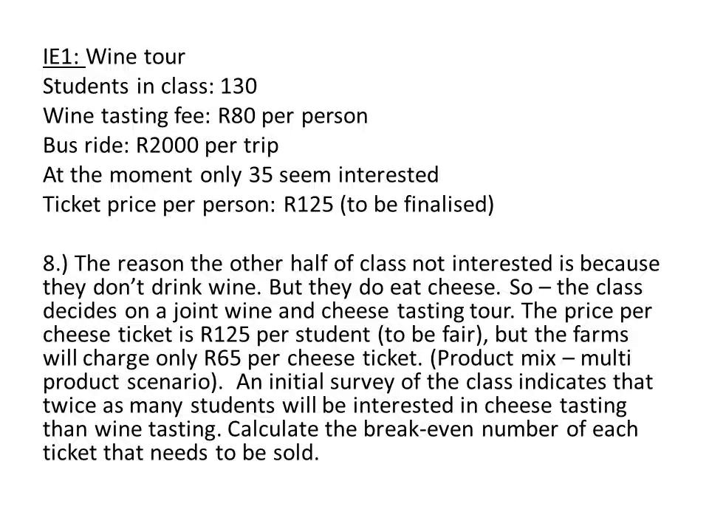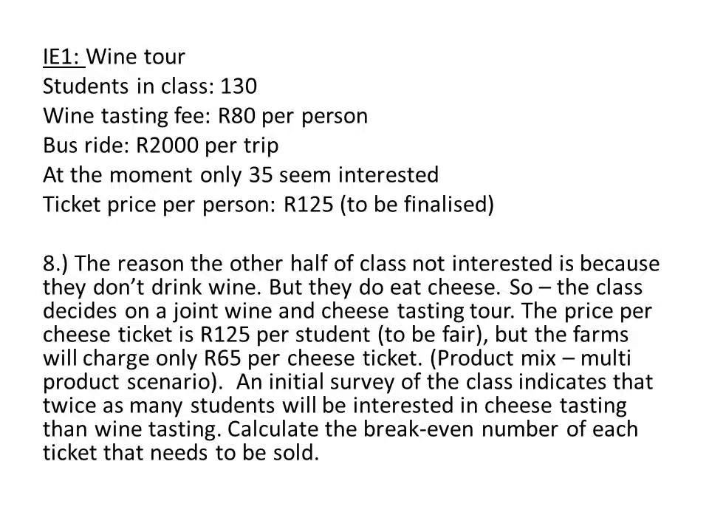Then an initial survey of the class indicates that twice as many students will be interested in the cheese tasting than the wine tasting. You are asked to calculate the break-even number of each ticket, so cheese and wine, that needs to be sold in order to break even. So this is a multi-product scenario with a product mix. Now, one thing that's important with multiple products is that you have to assume that there's a fixed product mix. In this case, 2 cheese for every wine tasting, so 2 to 1.